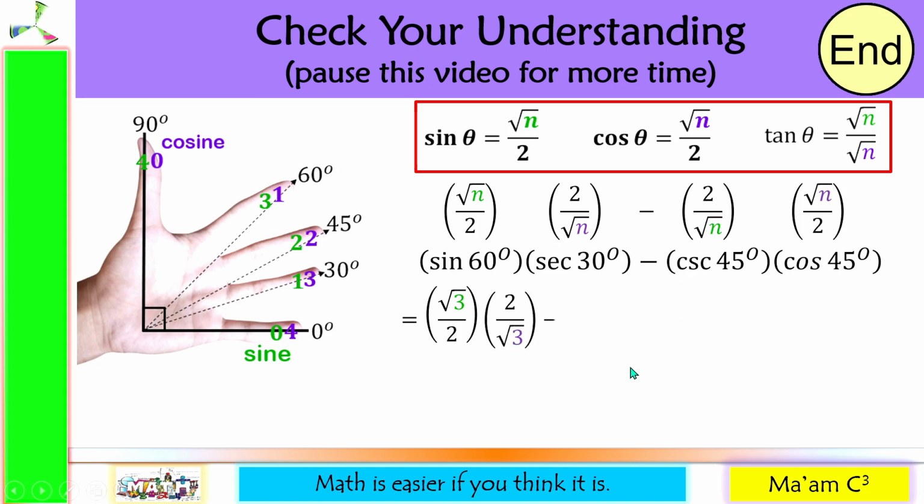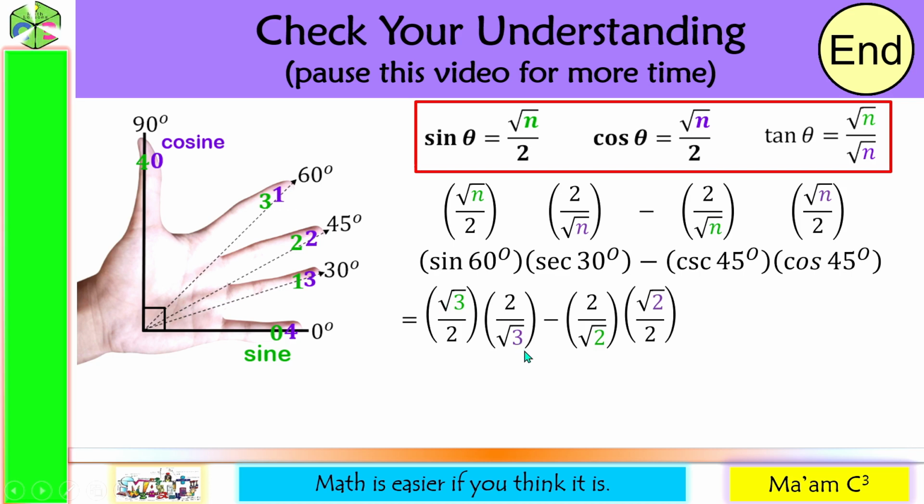Copy minus. Next one, cosecant 45 degrees. Here is 45 degrees. So we have 2 divided by the square root of the green one, 2. So 2 divided by square root of 2. And the last one, we have cosine 45 degrees. Here is 45 degrees is square root of purple n. That would be square root of 2 over 2.